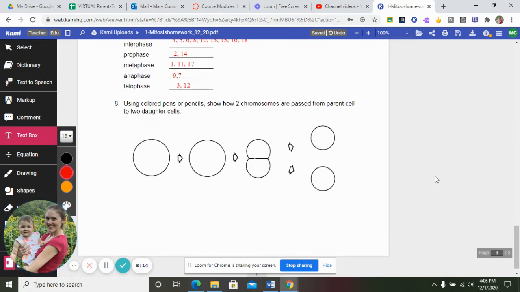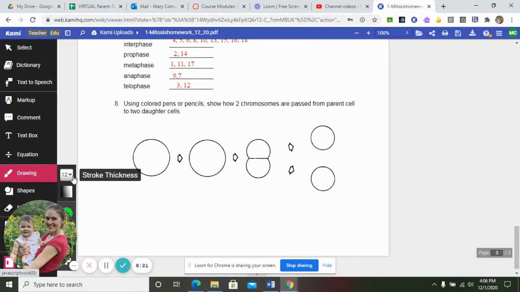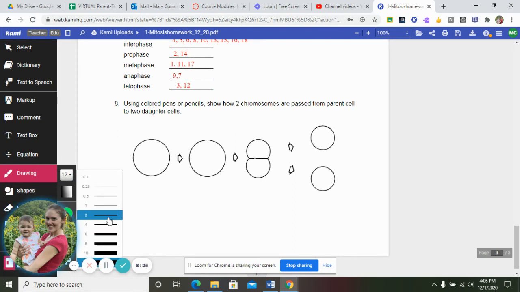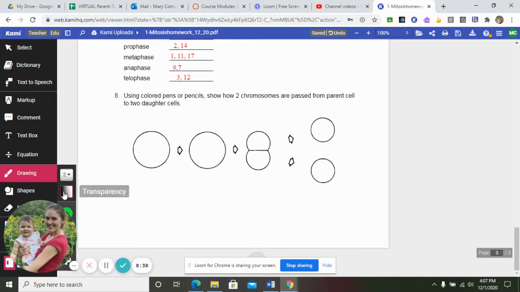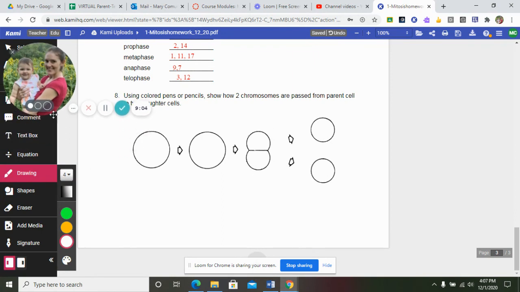Using colored pens or pencils, show how 2 chromosomes are passed from one parent cell to the 2 daughter cells. I have to take down that a little bit. Okay, so 2 chromosomes pass from parent cell to the daughter cell. Why isn't it drawing? Maybe I have white. Maybe that's the problem. Let's move that up. Yep, I'm on white.